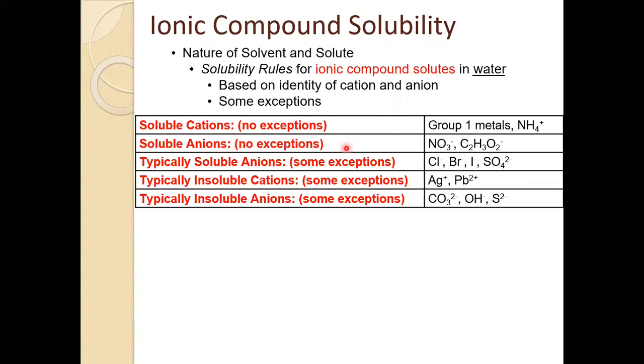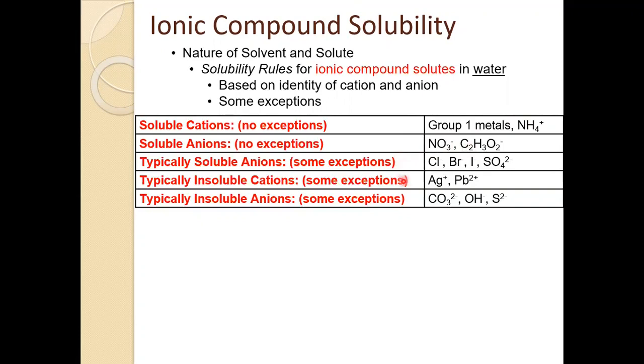Rule 2 says that if the anion is either nitrate or acetate, then the compound is going to be soluble. In fact, it doesn't matter what the cation is here, the substance is soluble. It doesn't matter what the anion is. In these examples, the substance will be soluble. So those are the easiest rules. So if you recognize the ionic compound contains either a group 1 metal, ammonium, or nitrate or acetate, then right away we know it's going to be a soluble substance.